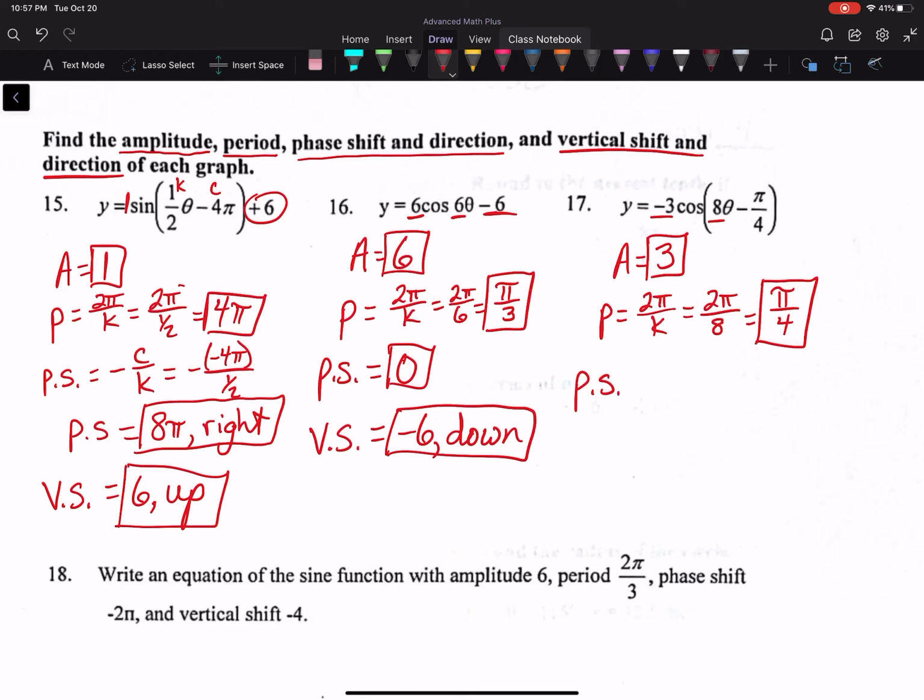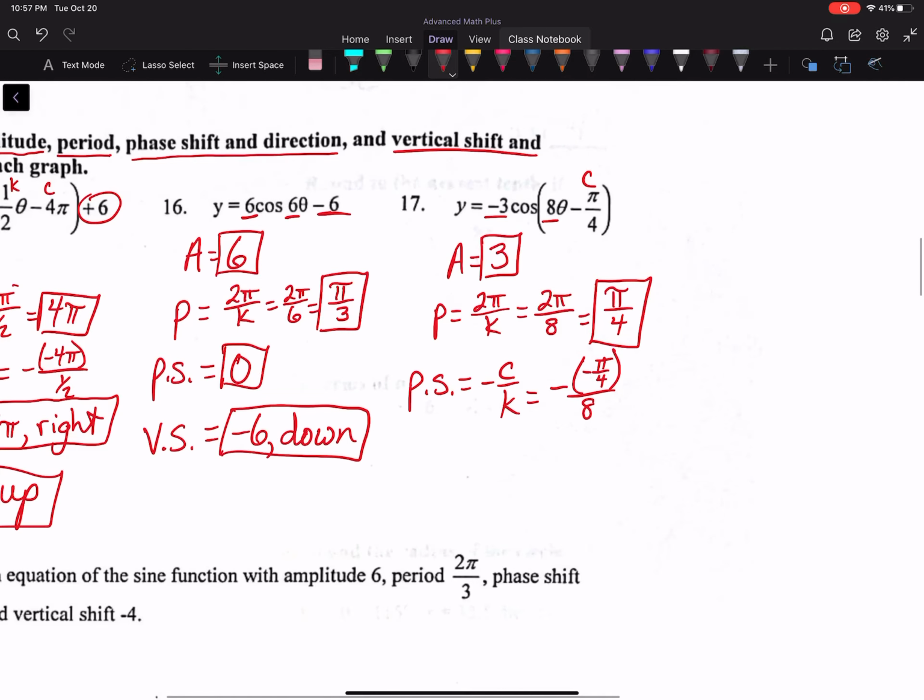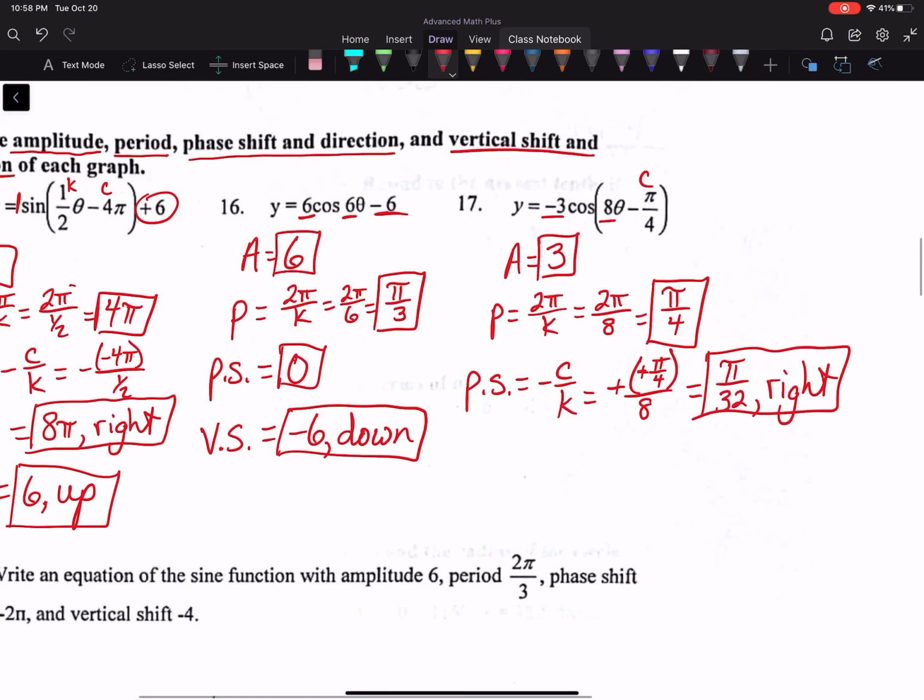My phase shift, I do have parentheses on this problem, so my phase shift is negative pi over 4, so my c is negative pi over 4. My phase shift is negative c over k, so that will be negative pi over 4 divided by k, which was 8. You just do it by knowledge, two negatives make a positive, and that will be pi over 4 times 8, which is pi over 32, and that would be to the right because it is positive. If it was negative, it would go to the left.